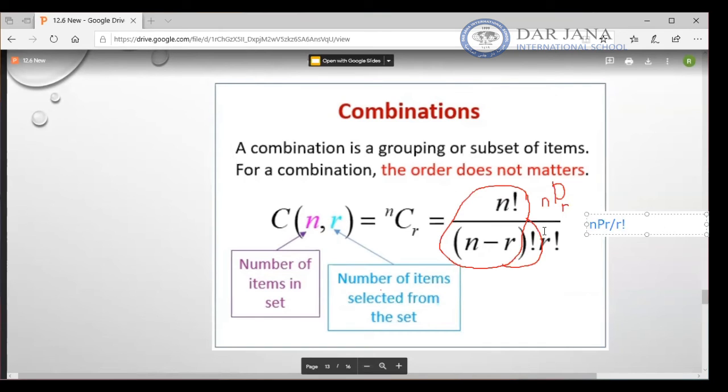Order does not matter. I'm going to repeat what I just said. Combination, order does not matter. We are choosing r terms from n terms. The formula will be n factorial over (n minus r) factorial times r factorial, which is the same as nPr over r factorial. Let's do a few examples for the combination before I give you the summary at the end, and that will be all.